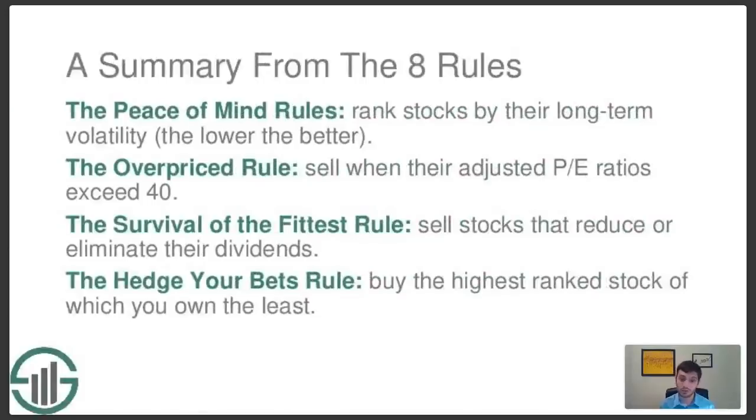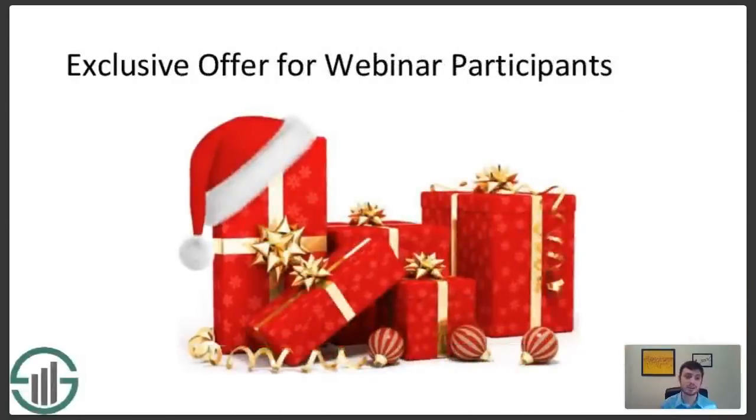The 2 sell rules are the overpriced rule, sell a stock when its adjusted price earnings ratio exceeds 40, and the survival of the fittest rule, sell stocks that reduce or eliminate their dividends. And finally, our portfolio rule is the hedge your bets rule, buy the highest ranked stock of which you own the least each month while you're building your portfolio, and be reasonably diversified.